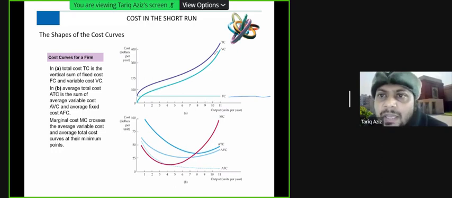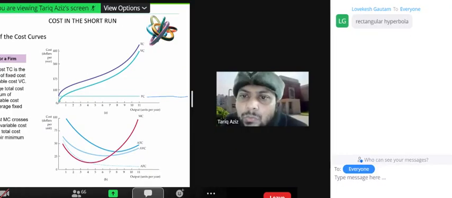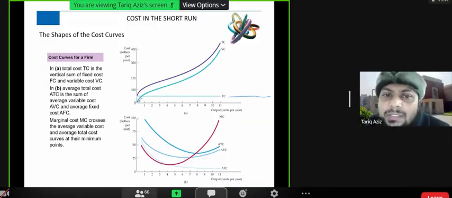And then we have a variable cost curve. So the variable cost curve is starting from 0, because when the level of output was 0, the variable cost was also 0. So that is why the variable cost curve is starting from this point, that is 0.